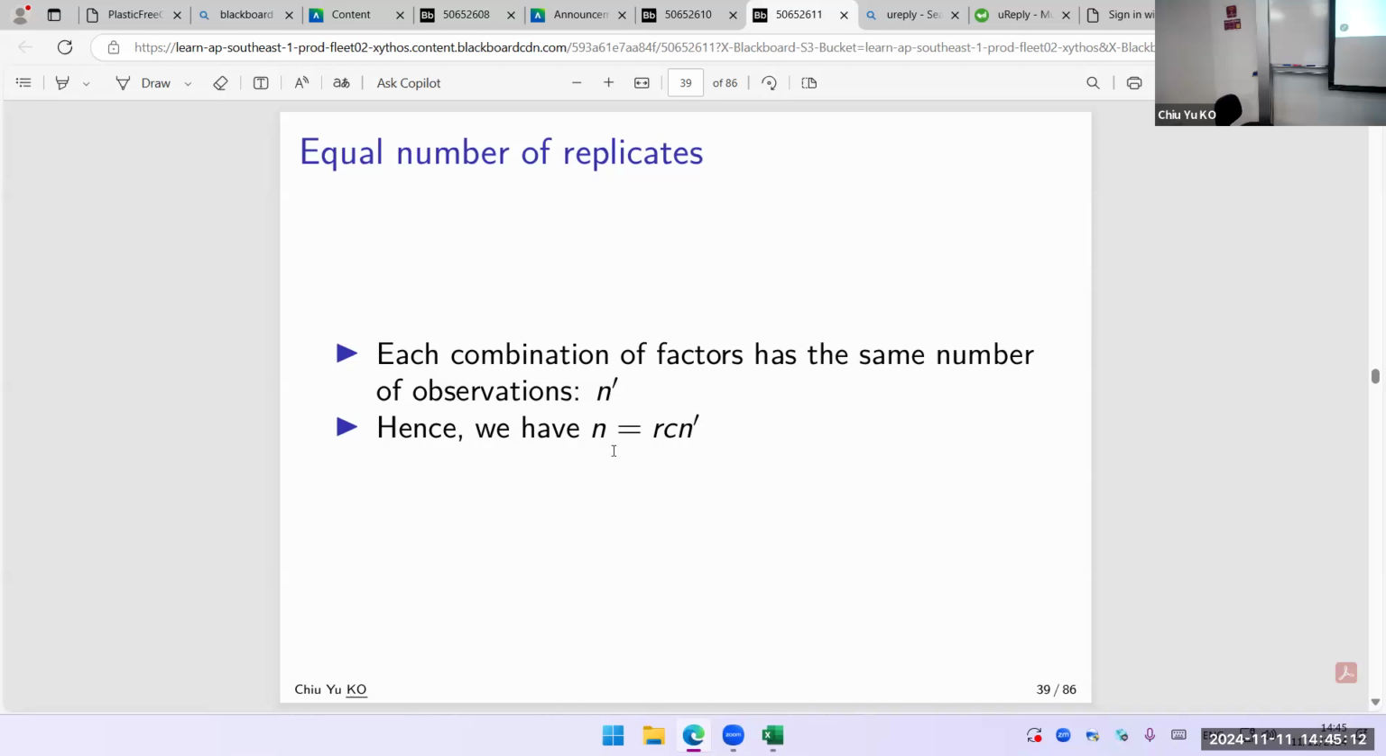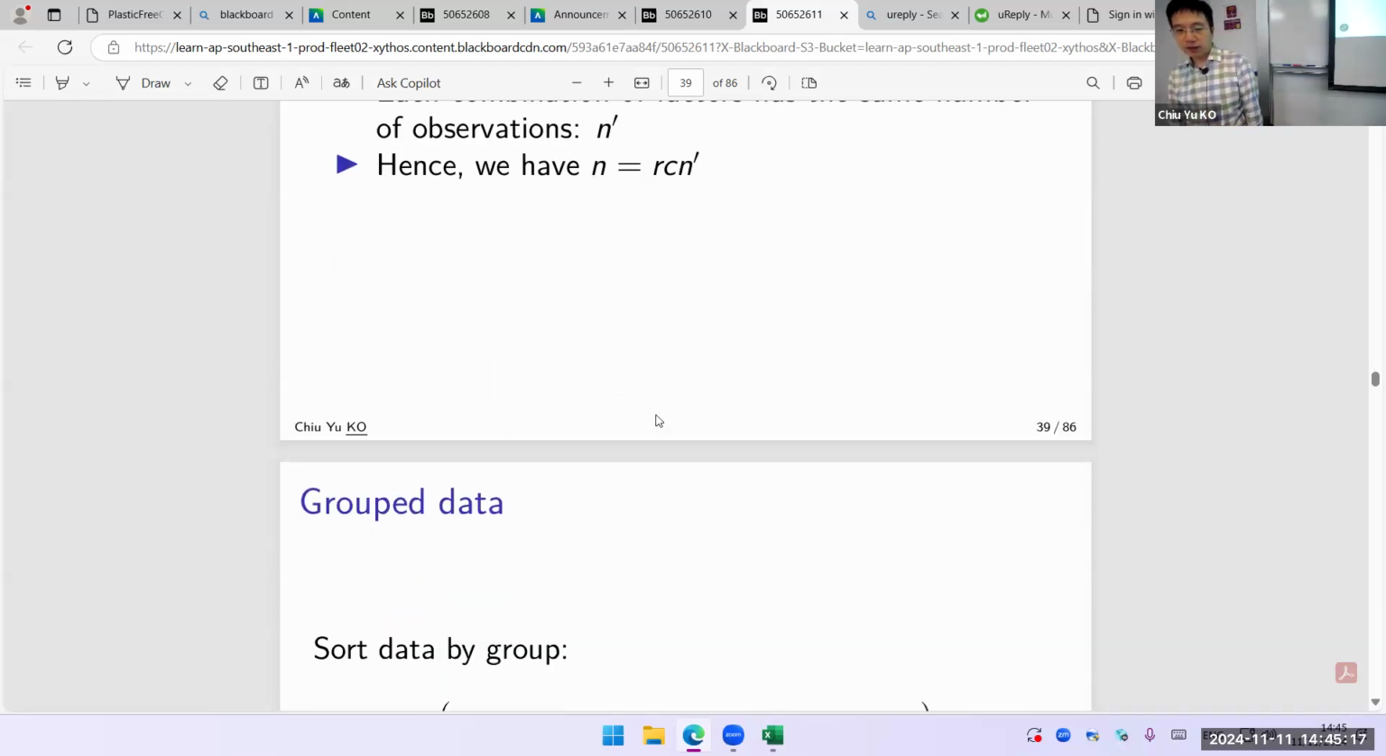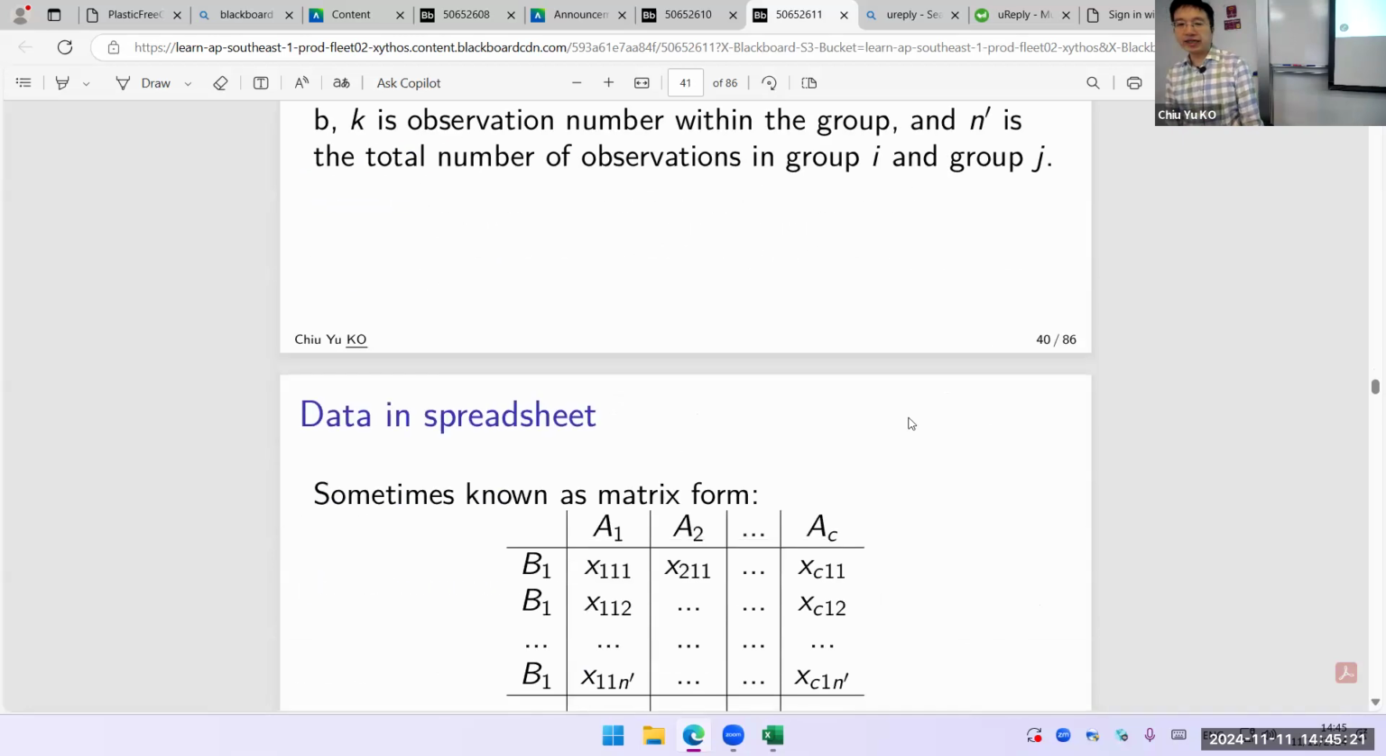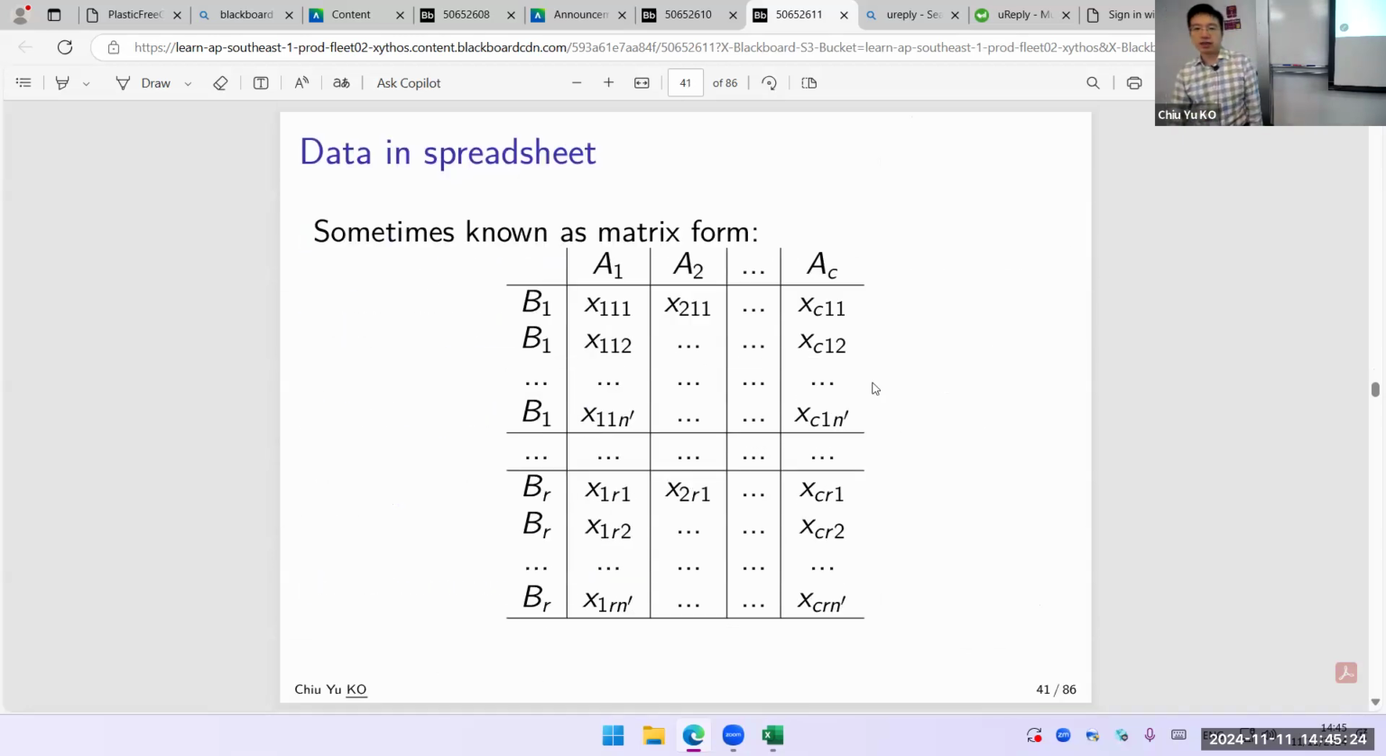So equal number of observations for each combination of grouping. Okay, this is called M prime. So the data will be like this, a list, but easiest to look at this one, right? Say this is A1, have N prime observations. So same as the other one, right? So the first element will be grouping first from A, right? Column C, right? There's A, C root of A grouping, and B grouping will be R of them.